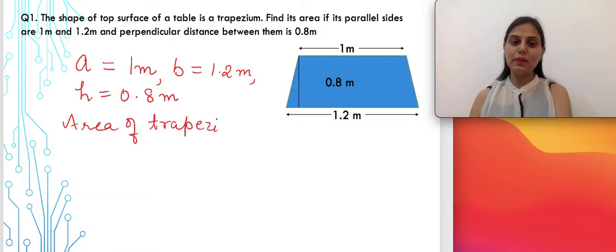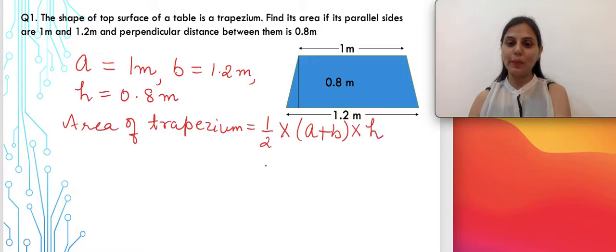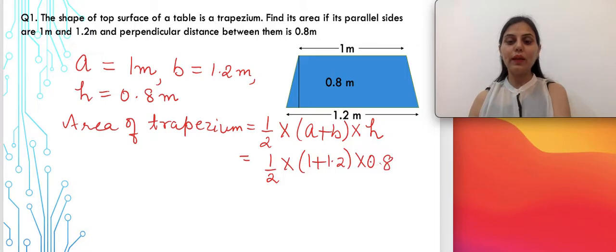Area of trapezium is equal to 1 upon 2 multiplied by the sum of parallel sides, which is a plus b, multiplied by the distance between them. Let us substitute the values: 1 upon 2 multiplied by (1 plus 1.2) multiplied by 0.8. Here, one thing that you need to notice: all the units are given in meters, so there is no need to convert any unit from meters to centimeters.